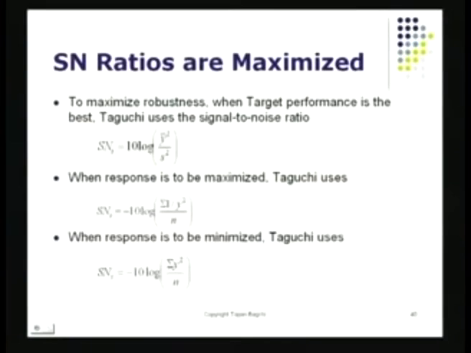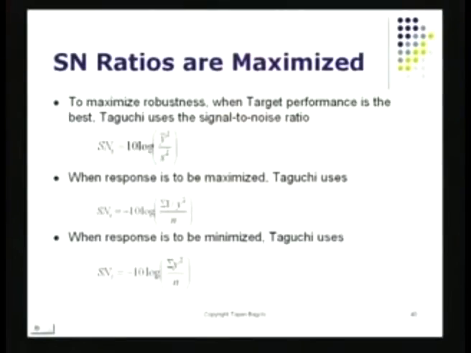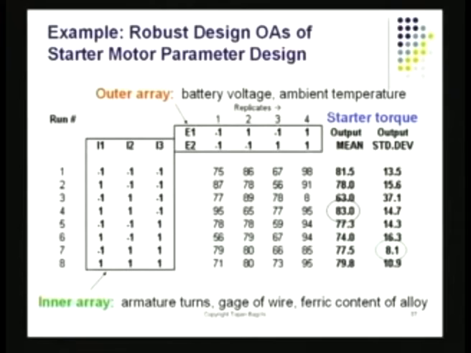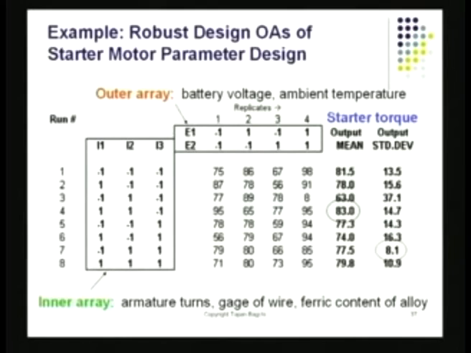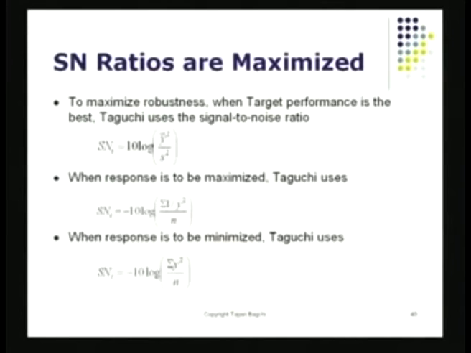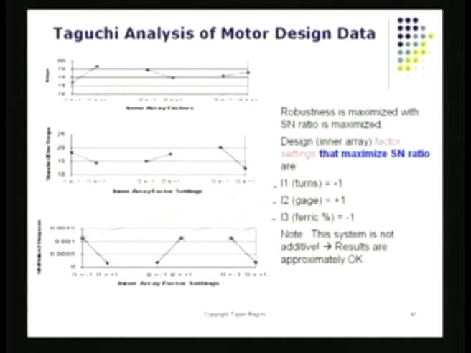So Taguchi gave us three different formulas for evaluating signal to noise ratios once your data was collected from your robust design experiments, which is the inner array, outer array experiment. So if you had an experiment like this, or if you had an experiment like this, you take the data, you'd convert that into signal to noise ratios like this using one of these formulas. And that could then be plotted. And here what we have is the plot, first of all, of the average torque, then the standard deviation of the torque, and then of course the signal to noise ratio.